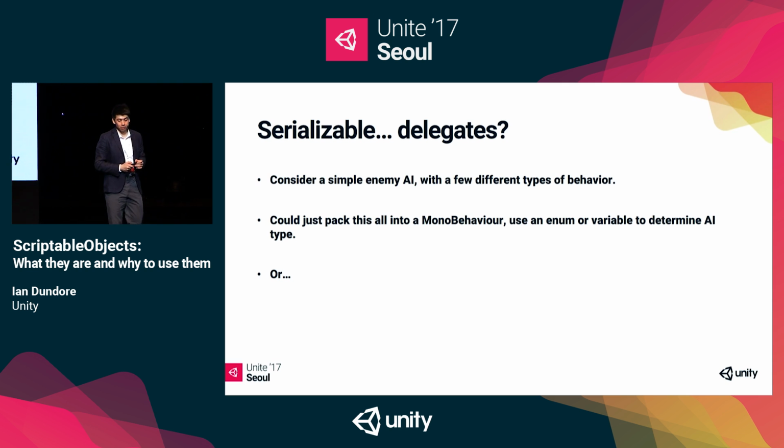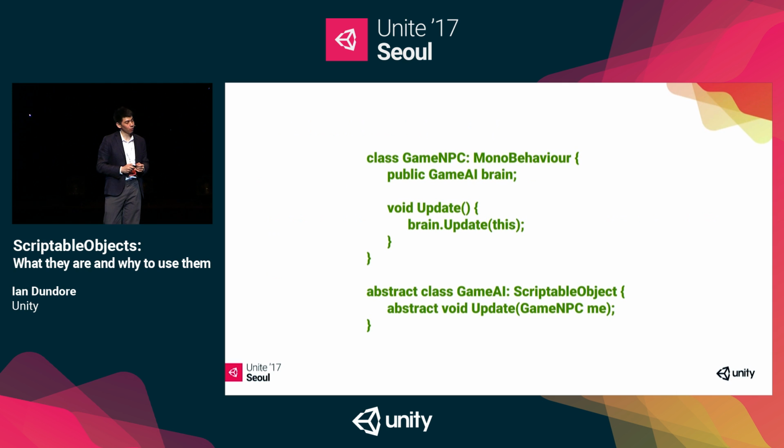Imagine an AI system whose different AI behaviors were driven by scriptable objects. Our NPCs, of course, would just be MonoBehaviours. But the AI they execute could be a scriptable object. The MonoBehaviour would tell the scriptable object to execute its logic every frame.